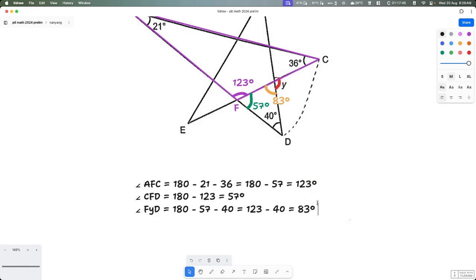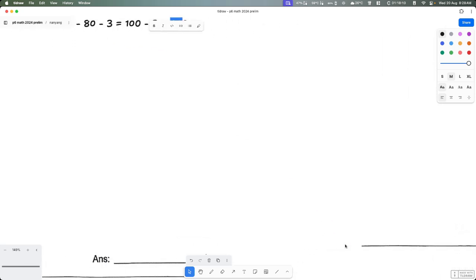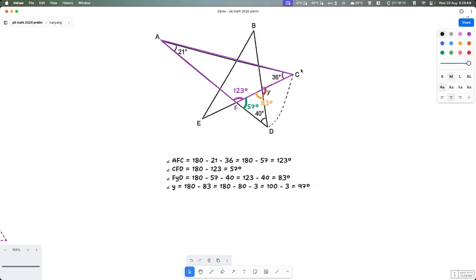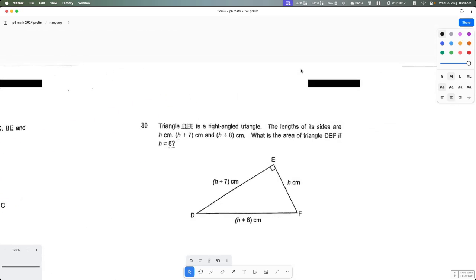So last one, we can get Y. Angle Y is basically 180 minus 83, which is 100 minus 3, which is 97 degrees. There you go. So the answer is 97. I think I don't need to put the degrees. All right, that's it. Let's move on to the next question.